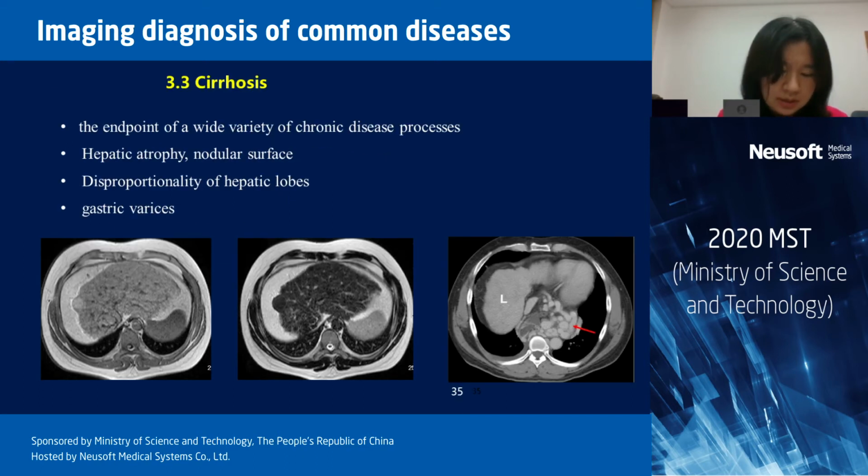Cirrhosis. Cirrhosis is the endpoint of a wide variety of chronic disease processes. CT and MRI could show hepatic atrophy, nodular surface, disproportion of hepatic lobes, and gastric varices.